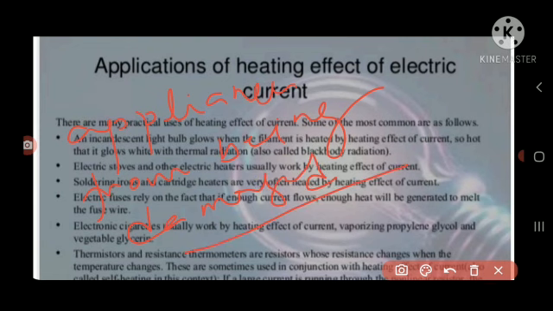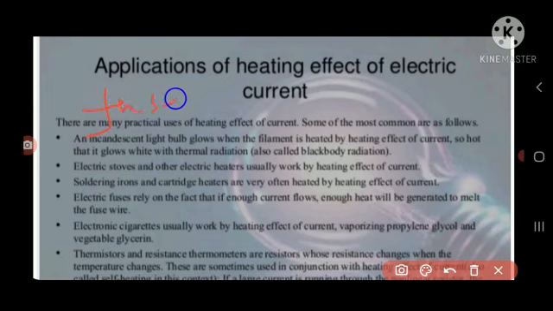Okay, so an electric fuse is a safety device which is used to protect our domestic appliances from being damaged. Now, how does the fuse wire, or the electric fuse, work? Before discussing this, we must know about the fuse wire.